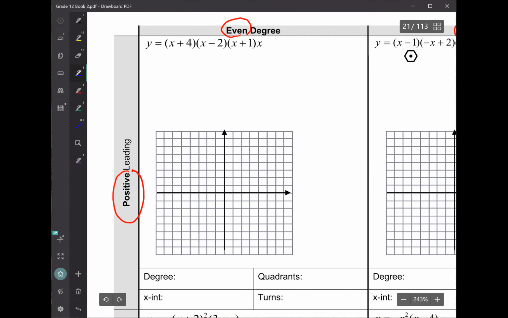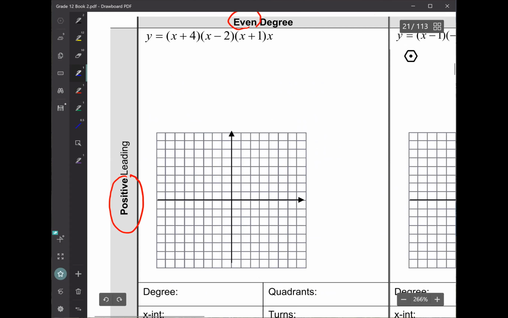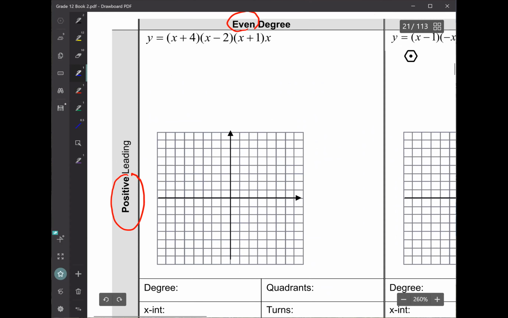So the first one, we have an even degree. So how do I know this one is an even degree? Donna? How do we know this function has an even degree? How do you tell?